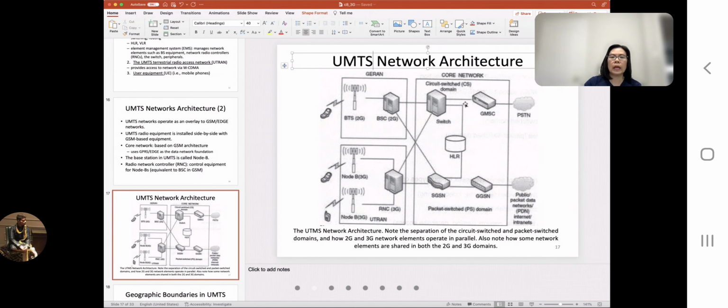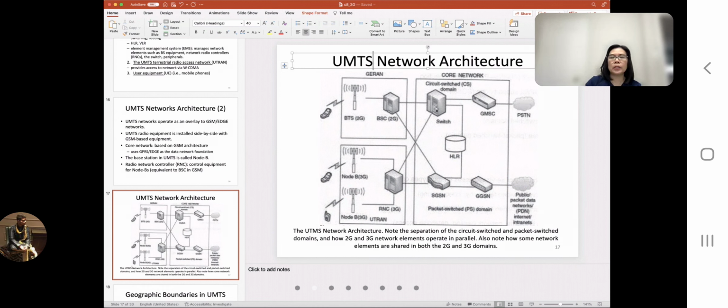In the core network, we have two domains, just like in 2G. One is the circuit switch domain, and the other is the packet switch domain. The circuit switch domain is for voice, and the packet switch domain is for data. This is the mobile switching center to handle voice connection. Then it is connected to a gateway mobile switching center, and from this gateway, it is connected to the public telephone service. So this is for voice.